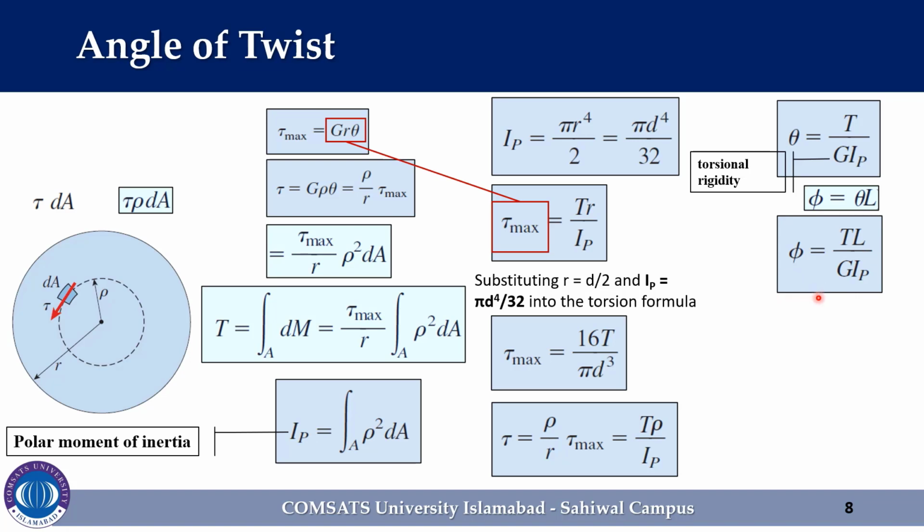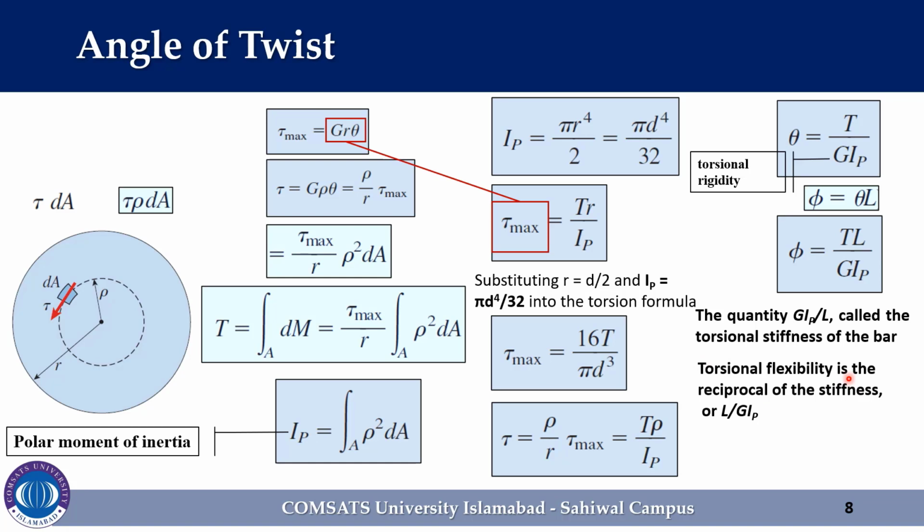The quantity G Ip over L is called the torsional stiffness of the bar. It is the torque required to produce a unit angle of rotation. The torsional flexibility is the reciprocal of the stiffness, or L over G Ip, and it is defined as the angle of rotation produced by a unit torque. Thus we have the following expressions: Kt for torsional stiffness is equal to G Ip over L, and the expression for torsional flexibility, symbolized with Ft, is L over G Ip.